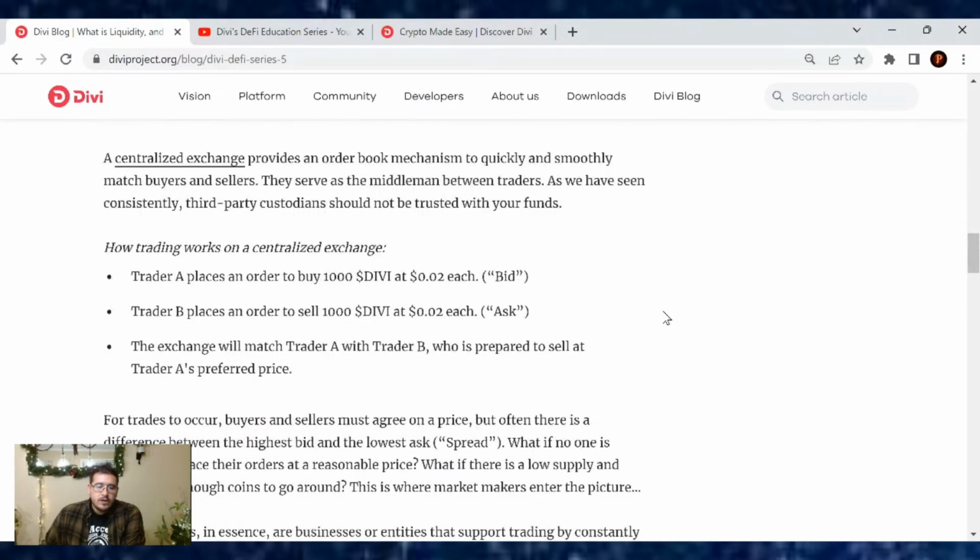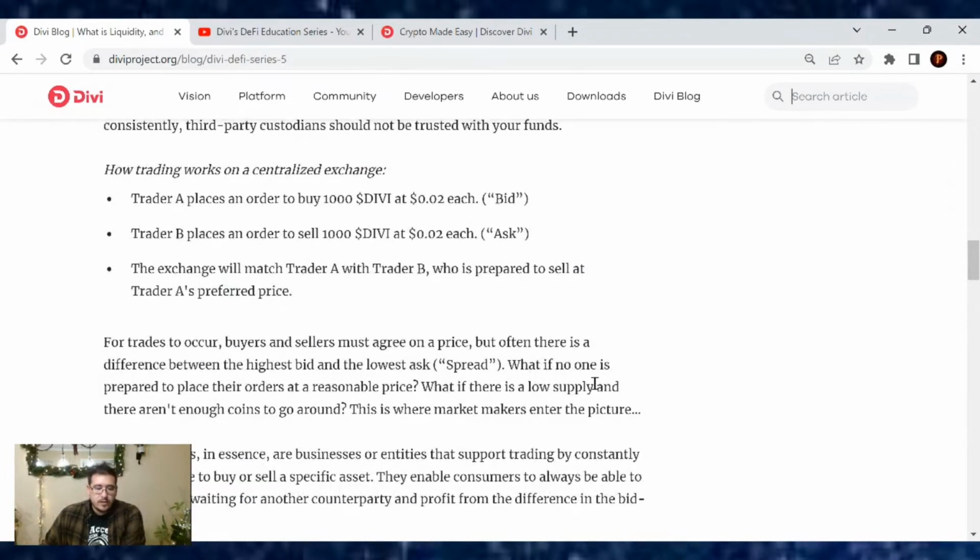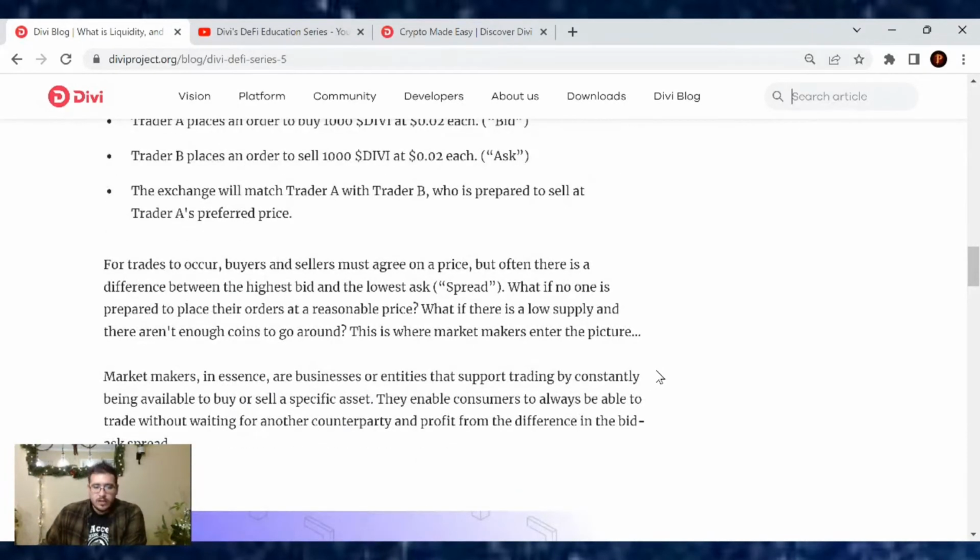Now, how does trading work on a centralized exchange? Trader A places an order to buy 1,000 Divi at 2 cents each. That is the bid. And then we got Trader B, who places an order to sell 1,000 Divi at 2 cents each, and that's the ask. So the exchange will match Trader A with Trader B, who is prepared to sell at Trader A's preferred price. Now, for trades to occur, buyers and sellers must agree on a price, but often there is a difference between the highest bid and the lowest ask, which is a spread.